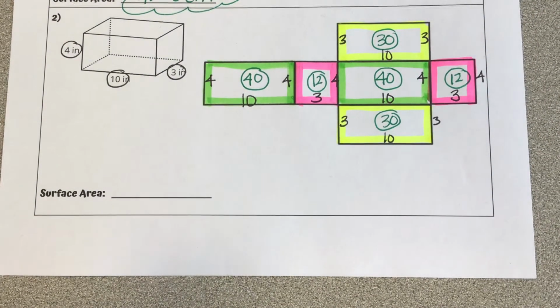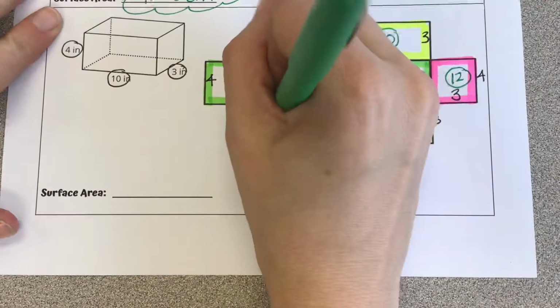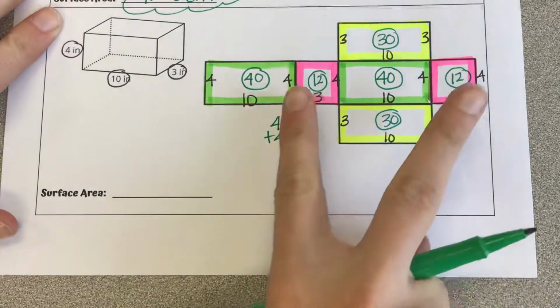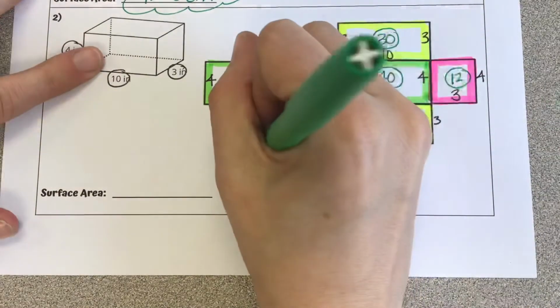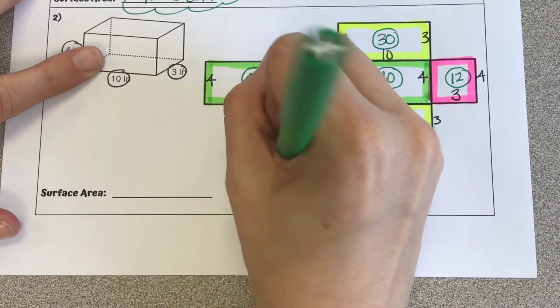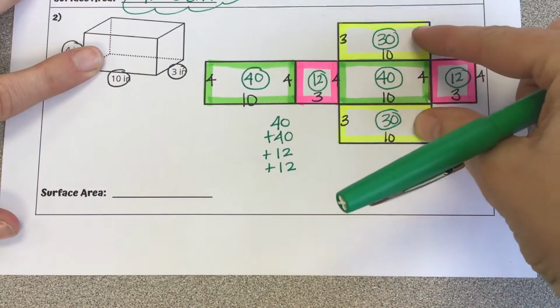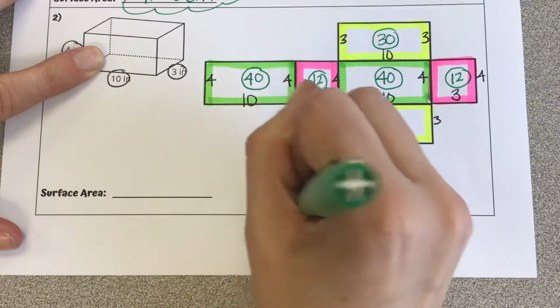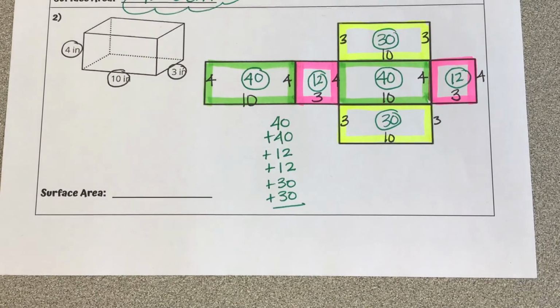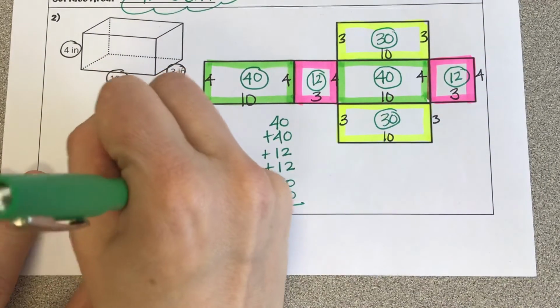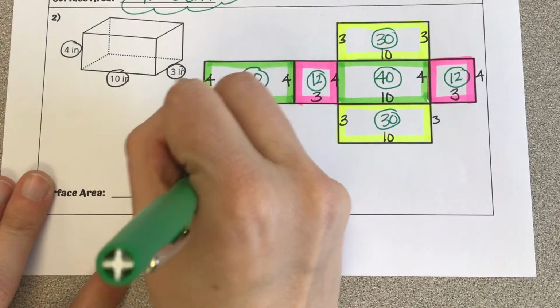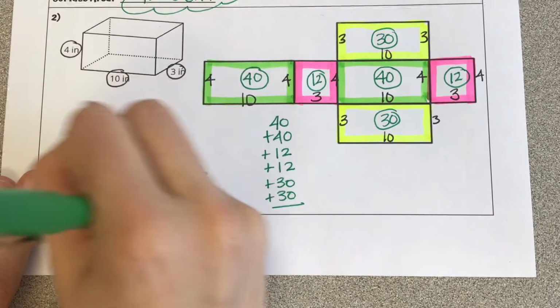Then we're going to add them up and we're going to make sure we've got our pairs. So I've got a 40 and another 40. I've got a 12 and a 12. And my bases, I've got a 30 and a 30. I'm going to add those all together, and I get a total of 164. Our units are inches. We're talking about area, so squared.